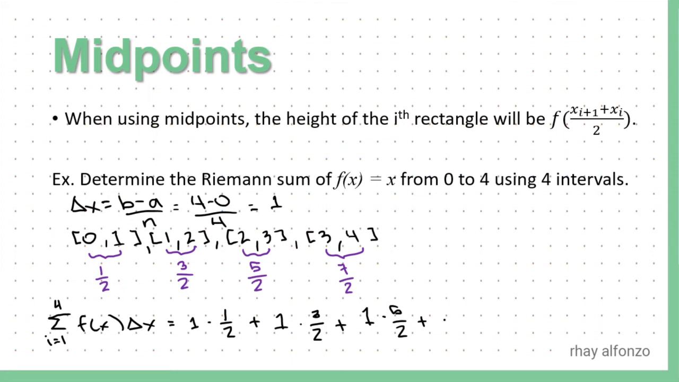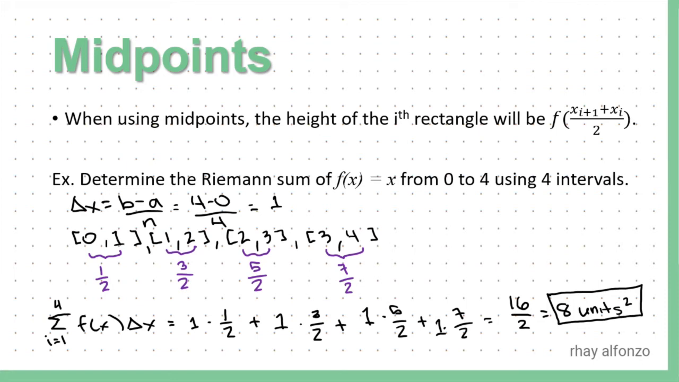And lastly, for our last midpoint, 7 halves. Substituting that to the function f of x, we get 7 halves times our delta x, or the width of the rectangle. So this will give us 1 plus 3 plus 5 plus 7, so that's 16 divided by 2. Simplifying this gives us 8 units squared. So this is our area approximation for the function f of x is equal to x using midpoints.